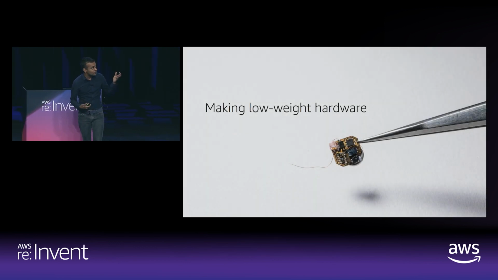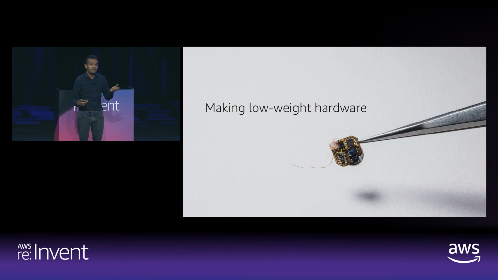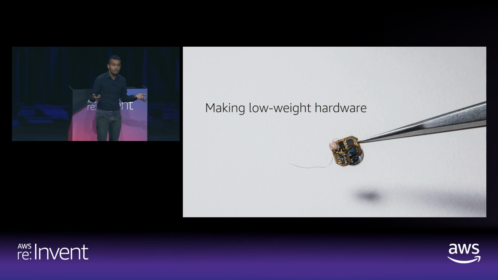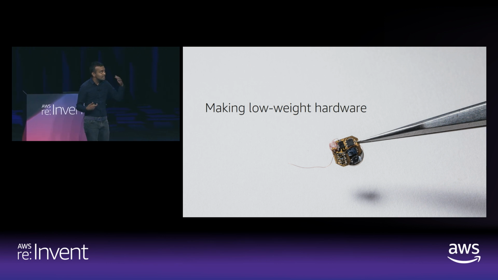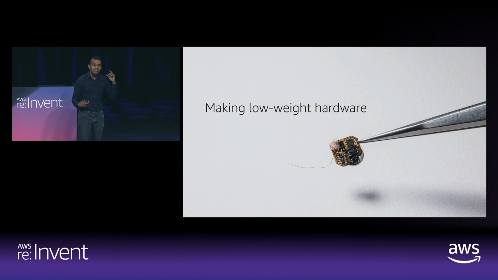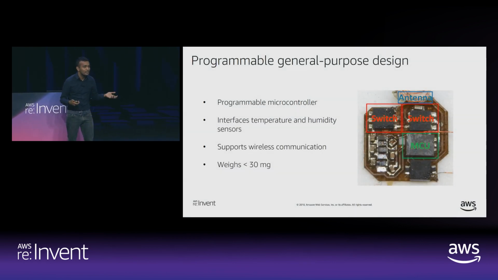So here is a platform which we actually built. This is basically a completely programmable platform. And the way you typically build hardware is by using printed circuit boards, the green stuff you typically see when you look at hardware, but that turns out to be a significant amount of weight. So we instead build this whole hardware on very flexible and lightweight material. And that allows us to design the whole hardware to be less than 30 milligrams.